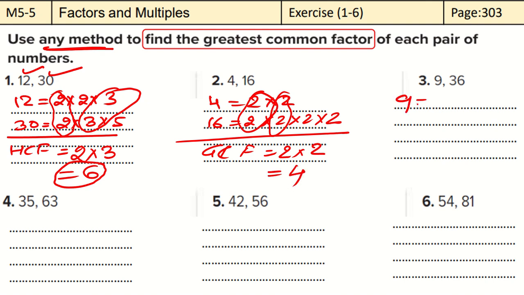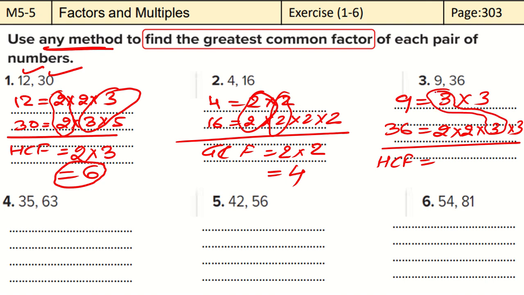Now for this, 9 is equal to 3 multiply 3, and 36 is equal to 2 multiply 2 multiply 3 multiply 3. So the HCF will be, see 2 is down but it is not up, but 3 is up and down also, so 3 here. Another 3 is also the same up and down, so 3 again. So what will be the answer? 9.